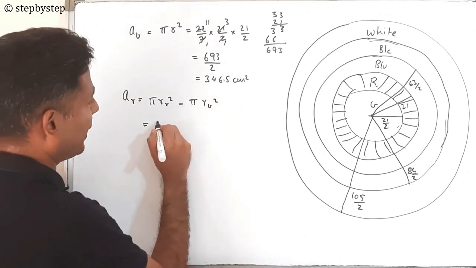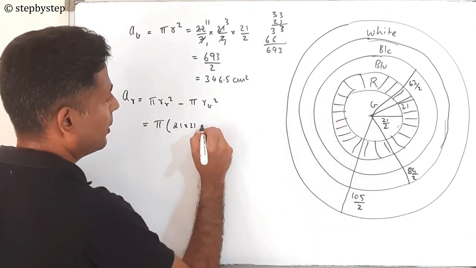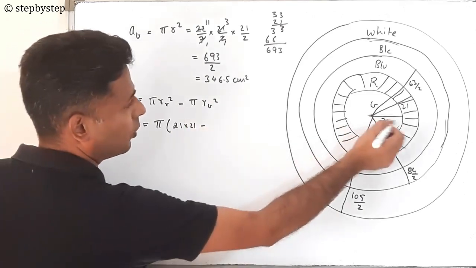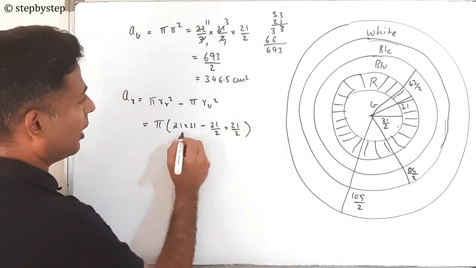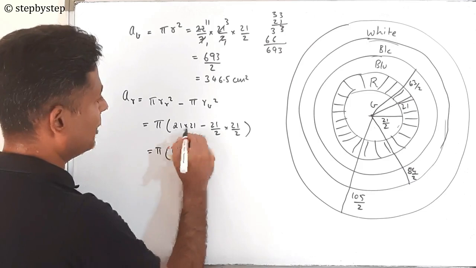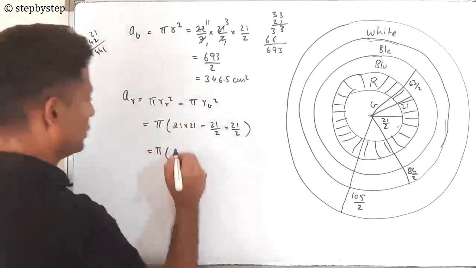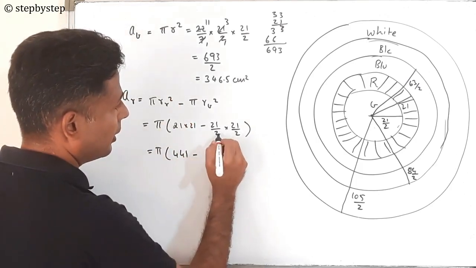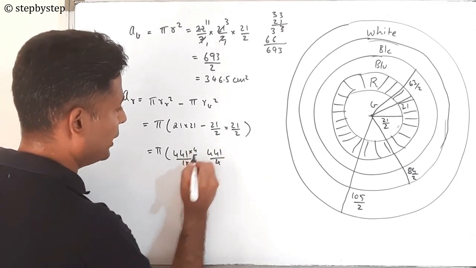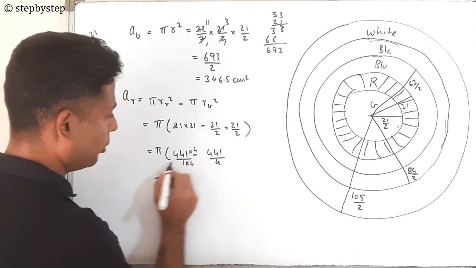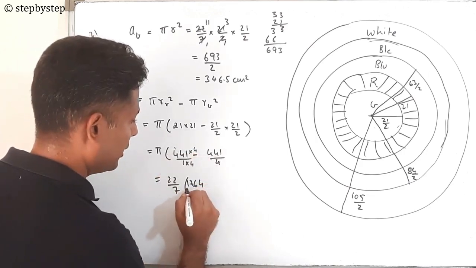So what do I do? I can take pi common. Inside, r red square, that is 21 into 21, minus r gold square. So 21/2 into 21/2. So what will I get here now? 21 into 21, 441. So here I get 441 minus 441/4. So again by taking LCM, into 4, here also into 4. So I get 22/7 into, that is pi, 4 into 441.